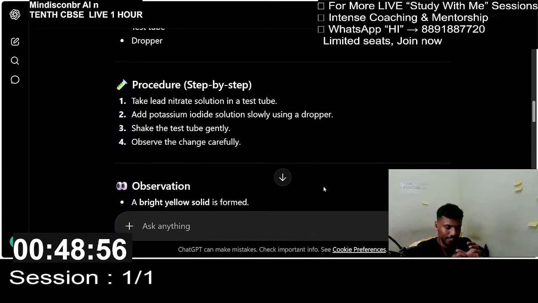Okay, take a test tube. In that, lead nitrate is there. Lead nitrate is in aqueous form and it is a colorless solution. Then add potassium iodide solution slowly using a dropper. Shake the test tube gently. Observe the change. And what can we see?